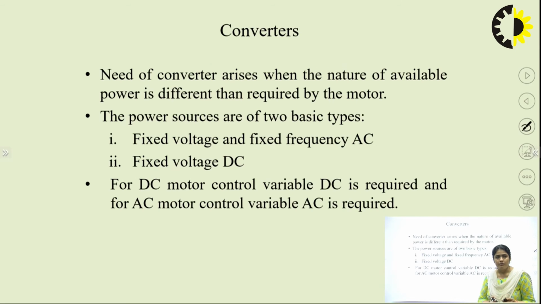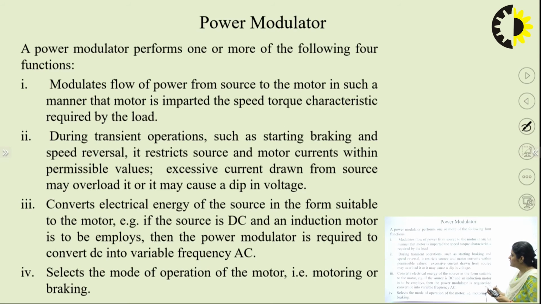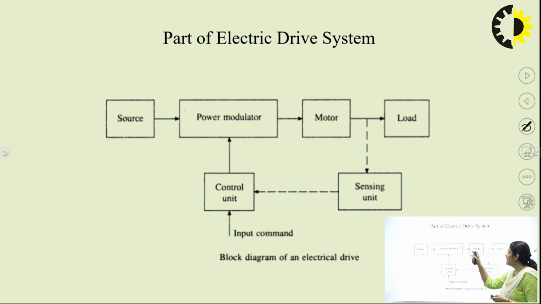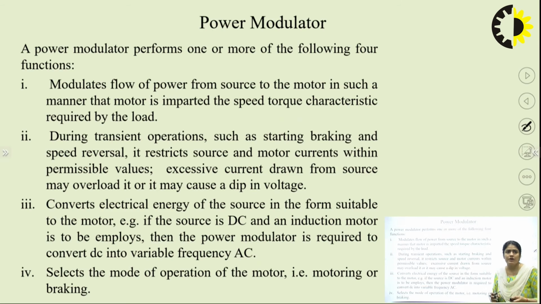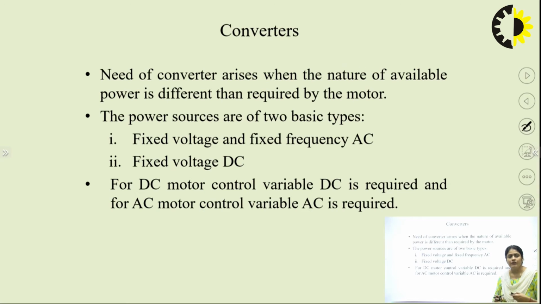So in power converters, the need for a converter arises when the nature of the available power is different from that required by the motor, right? If you see this block diagram, you can see the source and the motor. So depending upon the availability of the source, we can choose the power module, we can choose which kind of converter we are using.